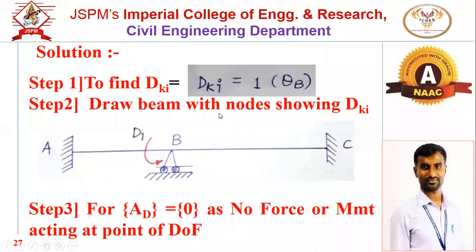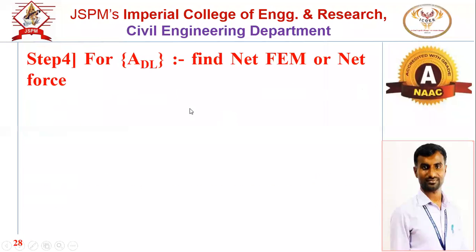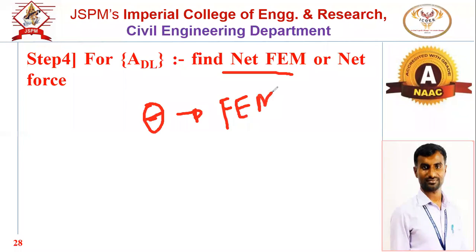Okay. Next, it is for the ADL matrix. What is ADL matrix? It is the net fixed end moment or a net force. Okay. So if our degree of freedom is theta, in that case we have to find out the net fixed end moment. Remember this. And if our degree of freedom is delta, when does delta come? When there is settlement or sway.